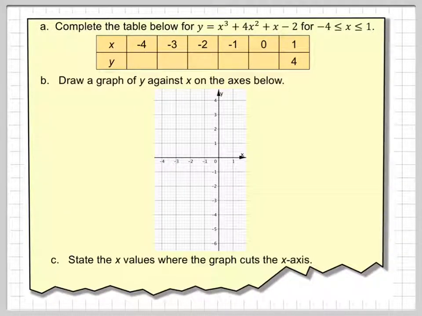Hi, in this video what we're going to do is plot a cubic curve using the table function on the calculator. It says complete the table below for y is equal to x cubed plus 4x squared plus x minus 2 for x being between minus 4 and 1. So we've got a table there. We're going to draw a graph on these axes and we're going to state where the graph cuts the x-axis.